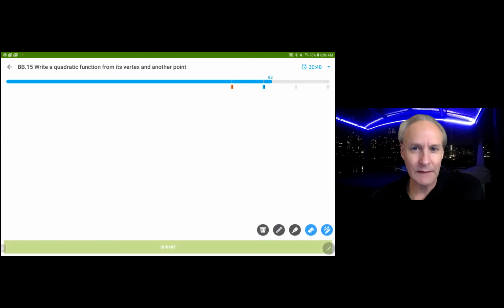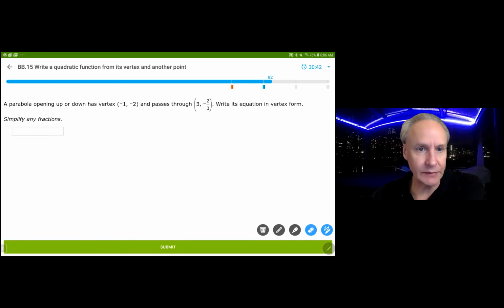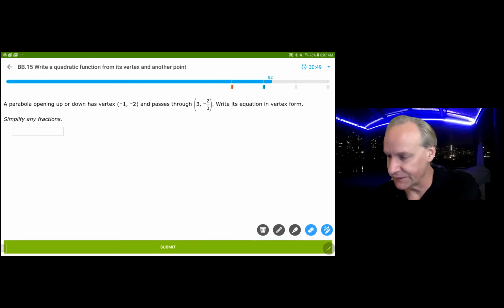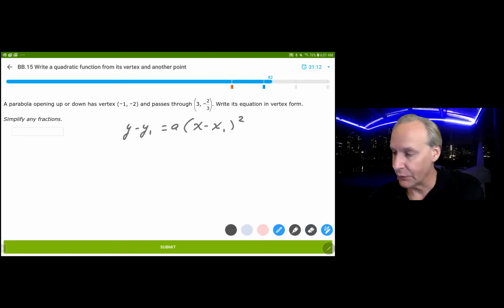Okay, I've gone over my 30-minute time limit, but I'm going to do one more. Now, don't be afraid of the fractions. They're not that scary. I'm going to go ahead and do this one a little bit slower just so you can see it. So I'm subtracting my y's. The equation I'm using, by the way, is y minus y1 equals a times x minus x1 squared. You could think of this as h and k as well, where this is your x and y. Doesn't matter, it's the same thing.